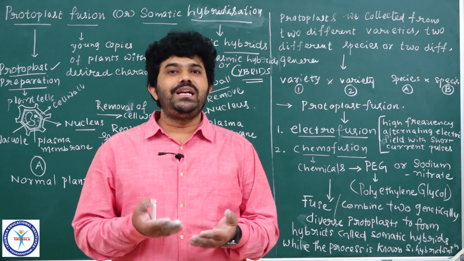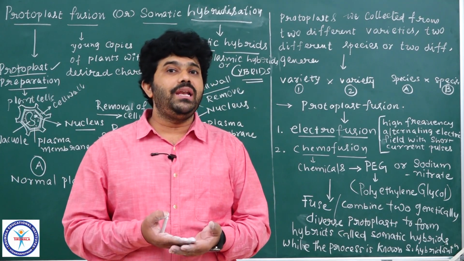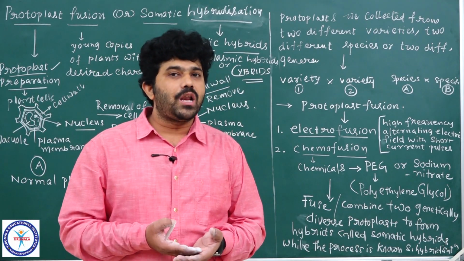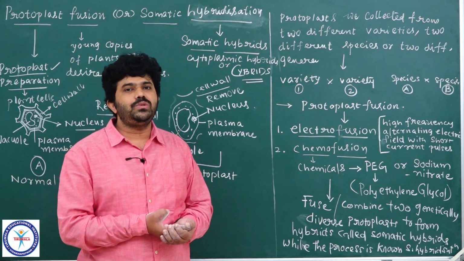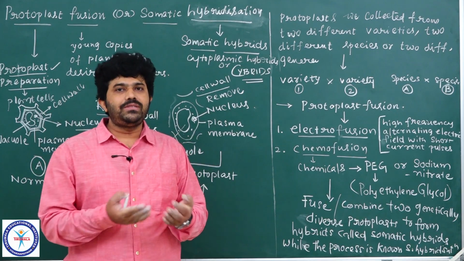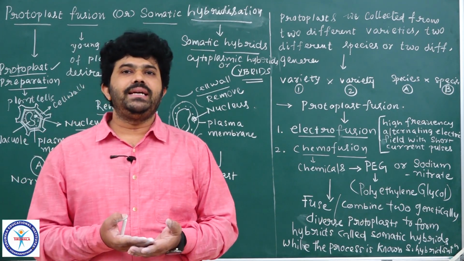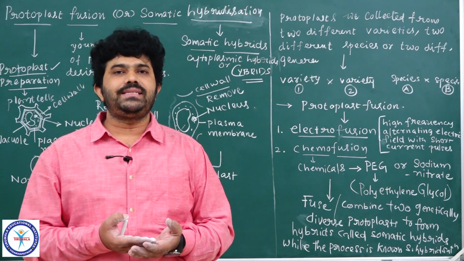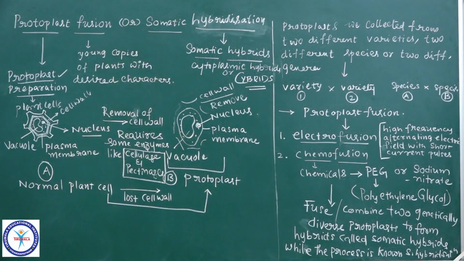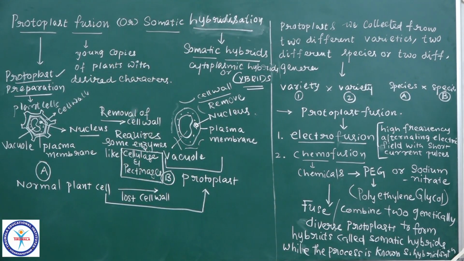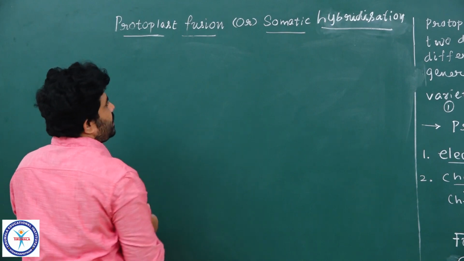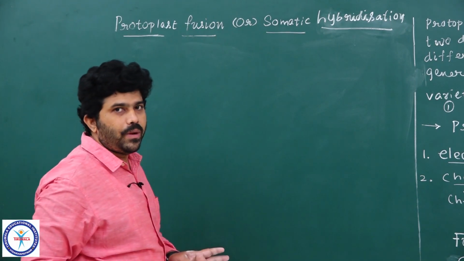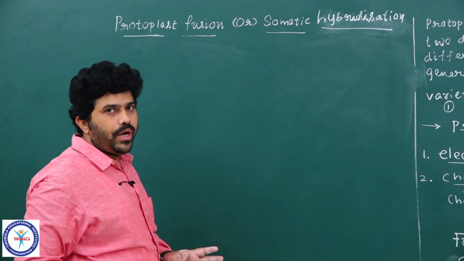So many economically important cultivated crops are produced through the method of somatic hybridization or protoplast fusion. Understood? Right students? So have a look at some exemplary somatic hybrids produced by scientists. Through this diagrammatic representation we understand how protoplast fusion is done.